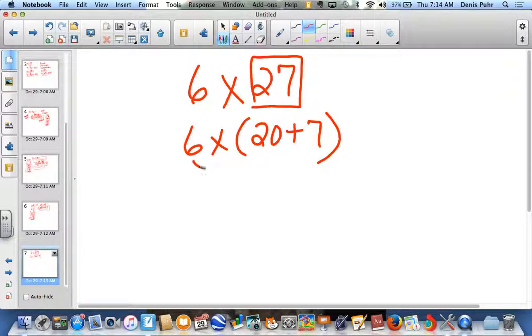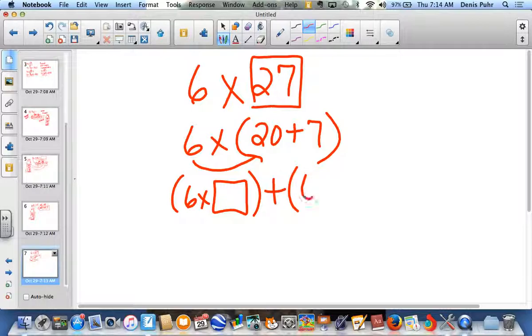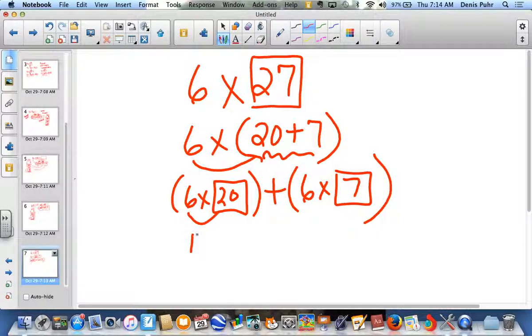Did you distribute the 6 and visit each one? 6 times something plus 6 times something. Did you place a 20 here and a 7 there? Notice those are the numbers that we broke apart into expanded form. Then you multiply. 6 times 2, get 12, bring down the 0, and add it to 6 times 7 is 42. Then you added those up. Click pause. If you haven't added them, you should have come up with 162.